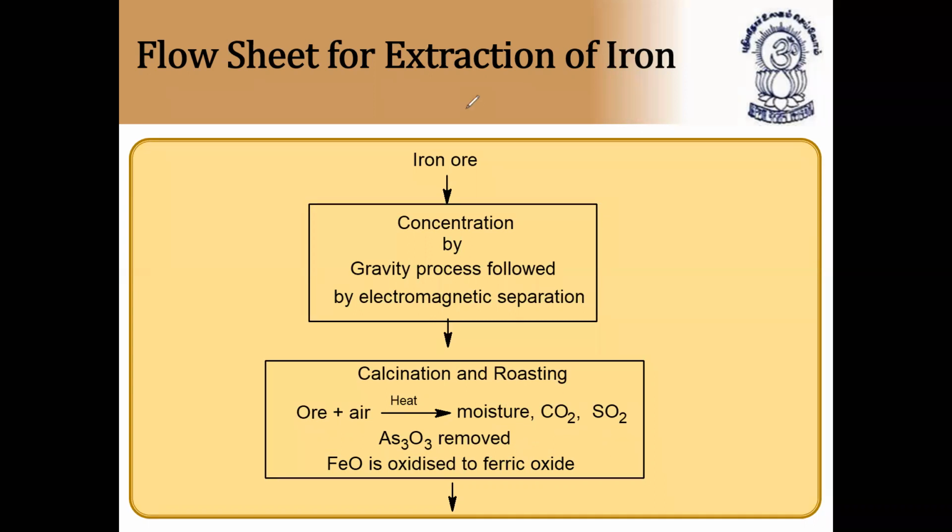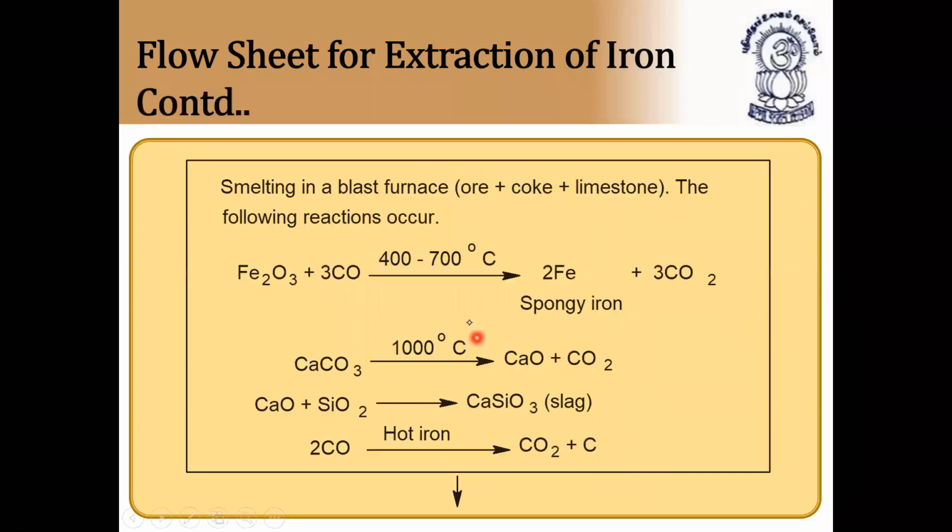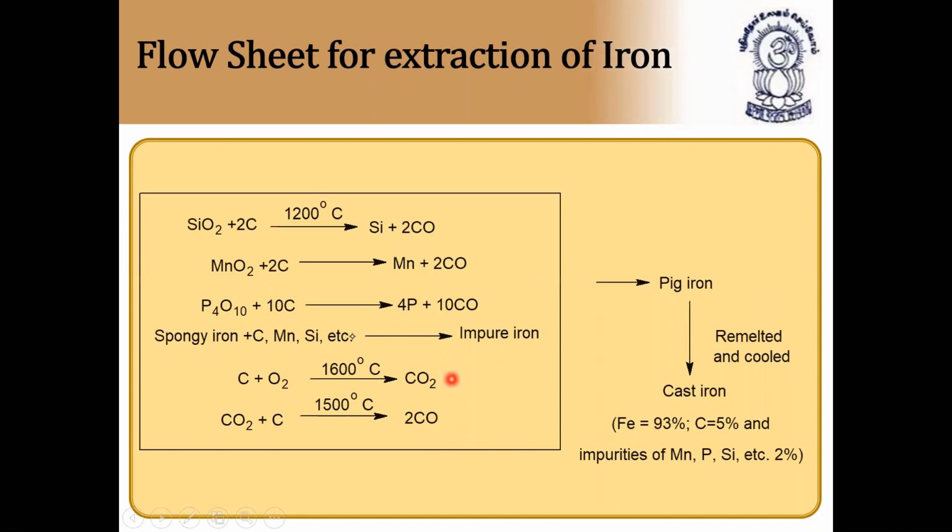Just for your understanding, if you write this in your notes, it will be easy. Then the next process is smelting in the blast furnace, where ore plus coke plus limestone is taken. The following reactions occur. It forms iron and carbon dioxide, calcium carbonate forms calcium oxide and carbon dioxide, and calcium oxide plus silicon dioxide forms calcium silicate, that is called slag. Carbon monoxide on hot iron forms carbon dioxide and carbon. Silicon dioxide plus carbon forms silicon plus carbon monoxide.